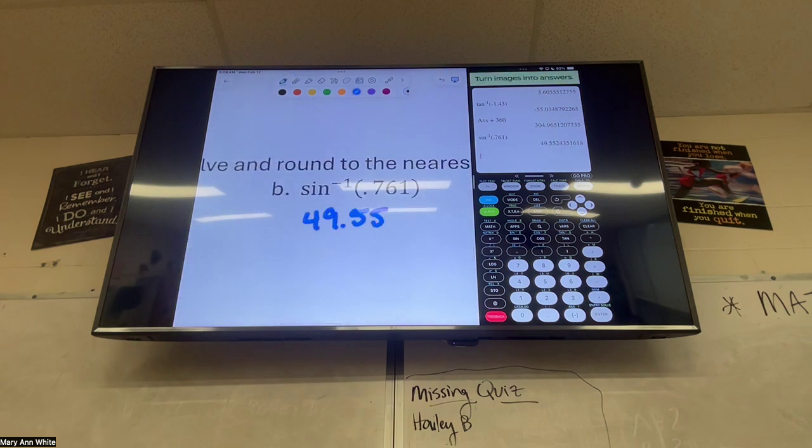Do I have to do anything to this number? No, it's already a positive number. It's good to go. It's in quadrant 1. We know exactly where we're at. Once you get that one, move on to the next one.